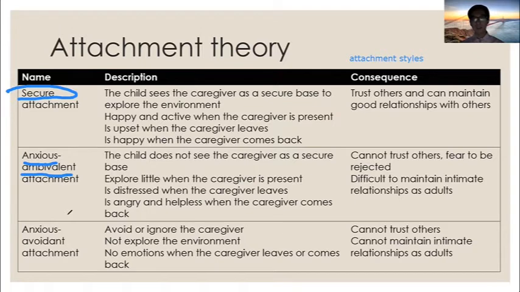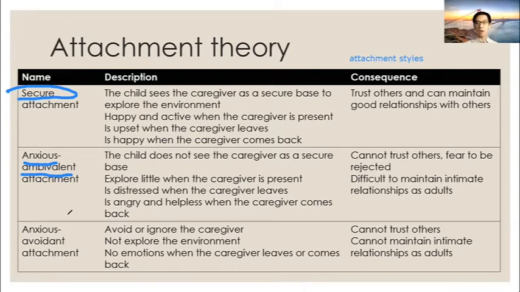That's why it's so ambivalent. As a consequence, when they grow up, they cannot trust others. They are afraid of being rejected. It is difficult for them to maintain good relationships with other people. Because this anxious ambivalent attachment becomes a blueprint for future relationships.